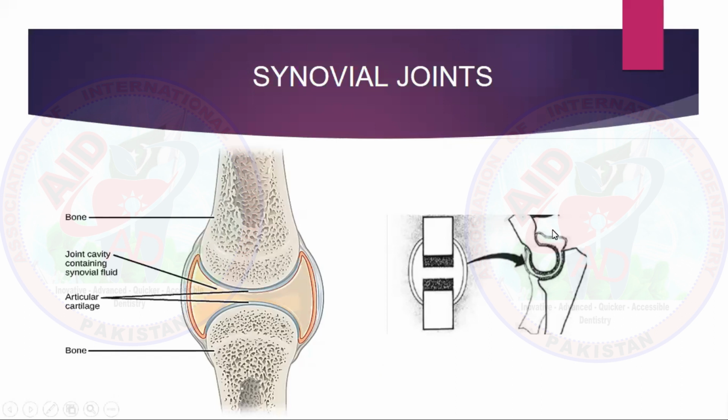And here you see, this is the joint, this is the cartilaginous surface, this is the cartilaginous surface, that is the capsule, and in between, this is the capsular cavity which contains the synovial fluid. Here, this is bone, that is bone, in between there is synovial fluid and synovial cavity. These are the cartilaginous articular surfaces, and that is the capsule right here, sealing and holding the joint and joint cavity.